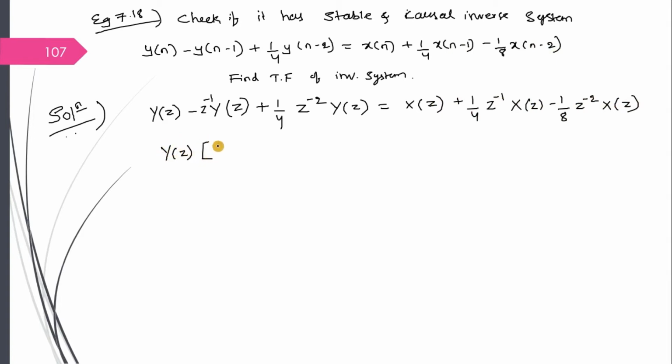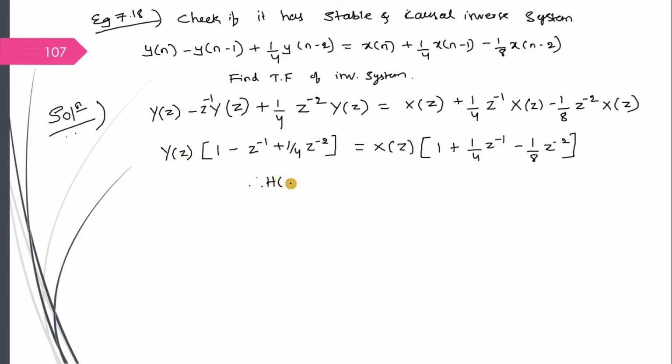So if I take Y of z common, what do I get? 1 minus z inverse plus 1 by 4 z raised to minus 2. This is equal to, if I take X of z common, what is left? 1 plus 1 by 4 z inverse minus 1 by 8 z raised to minus 2. So therefore, H of z can be got by the ratio of Y of z and X of z. So Y of z should be in the numerator. So these coefficients come to the denominator. All right, 1 minus z inverse plus 1 by 4 z raised to minus 2.